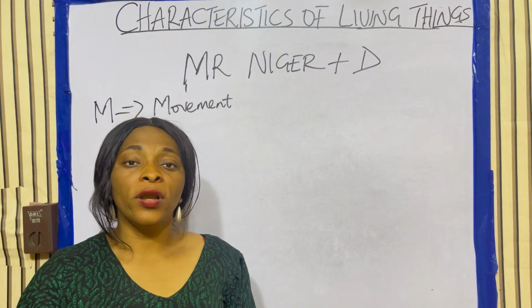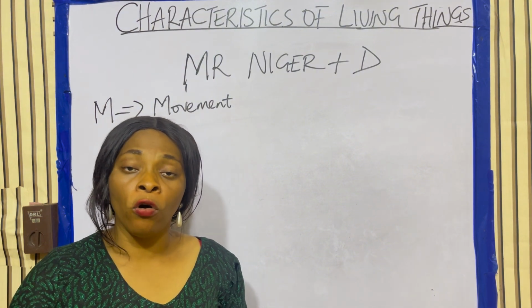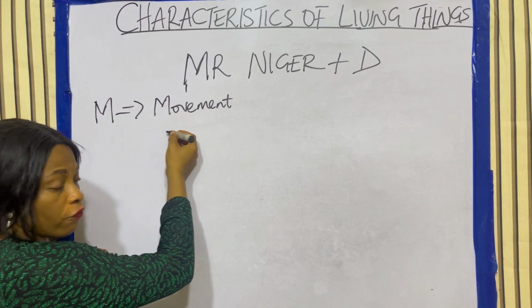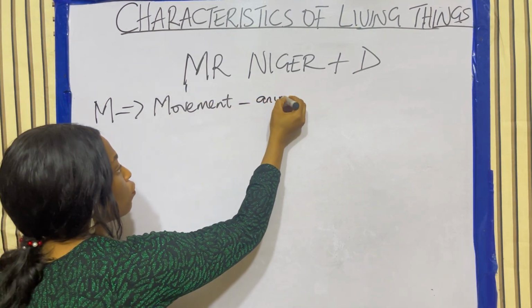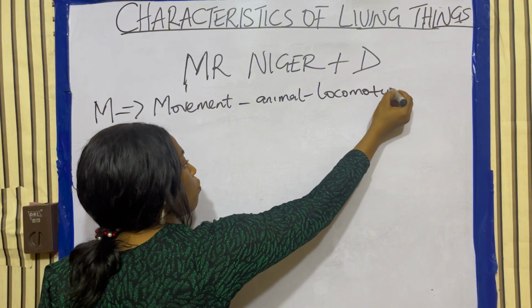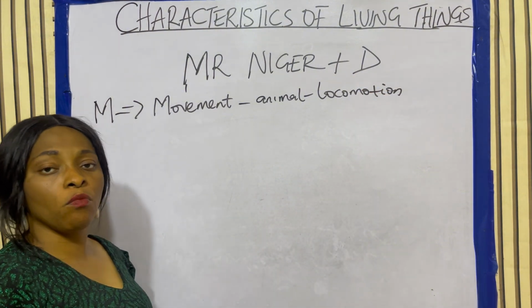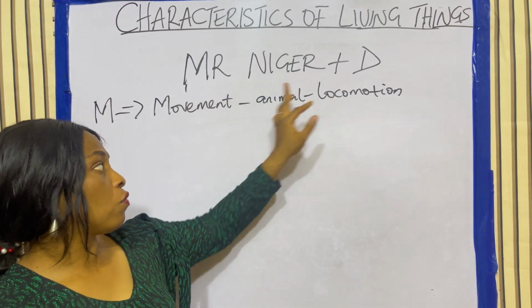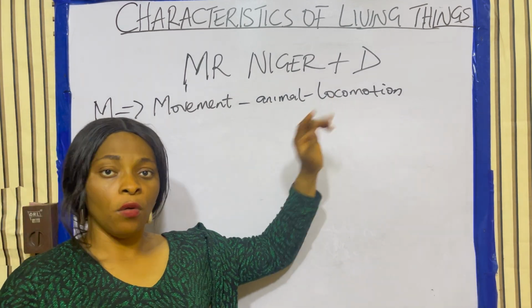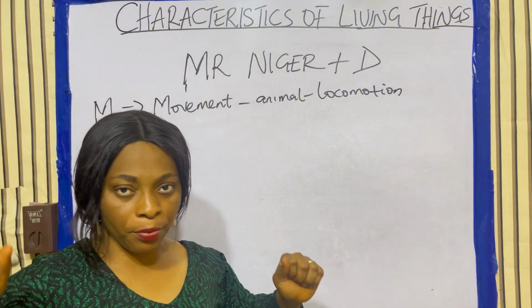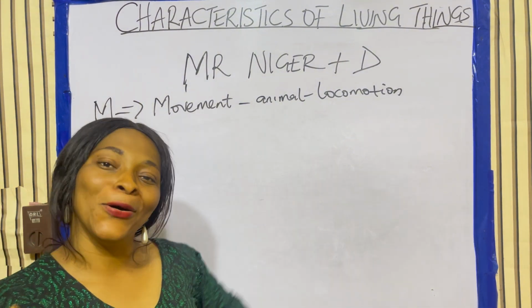However, only animals locomote. All living organisms move, but only animals locomote. What is locomotion? Locomotion means movement from one place to another. So only animals locomote, but all living things move. They move their body in one way or the other.